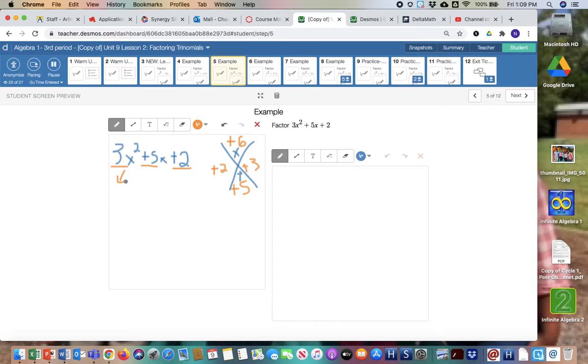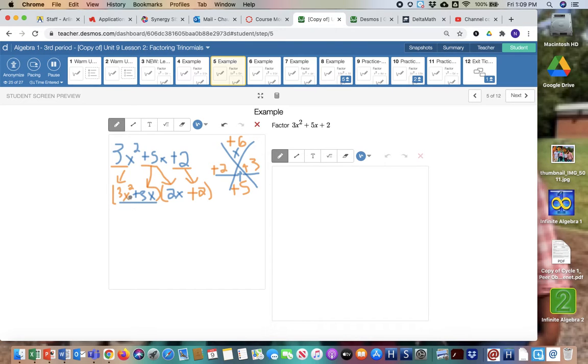Okay, so now I bring down the first term, 3x squared. I bring down the last term, positive 2. And now I'm going to split the middle, so the 5x, into what? Oh yeah, these two numbers that we just found. Now I know I said earlier they could go wherever they want, which they can, but you might as well pair them up with its closest like term, right? Why not put the 3 with the 3 and the 2 with the 2? So I'm going to put my 2x here. I'm going to put my 3x here.